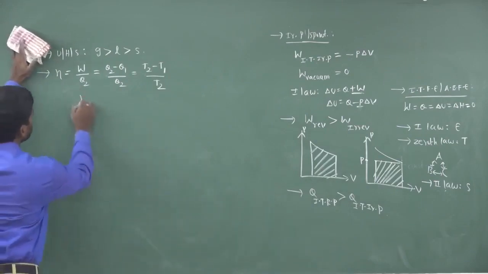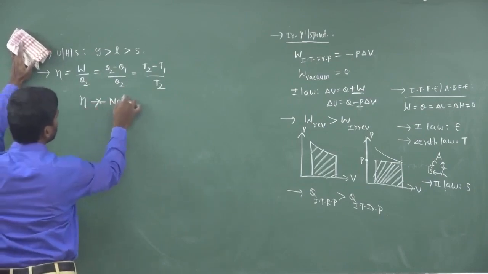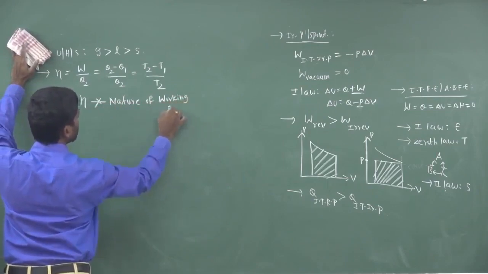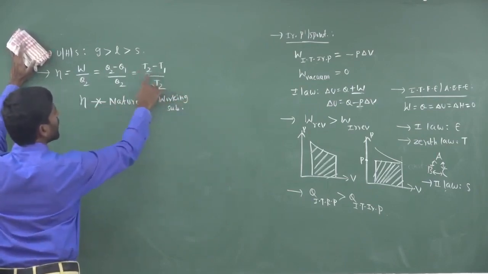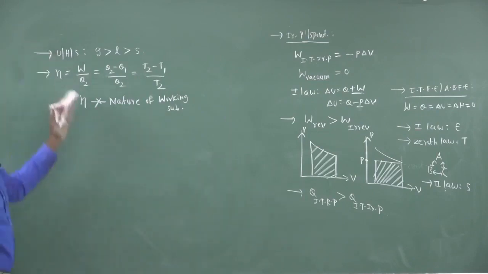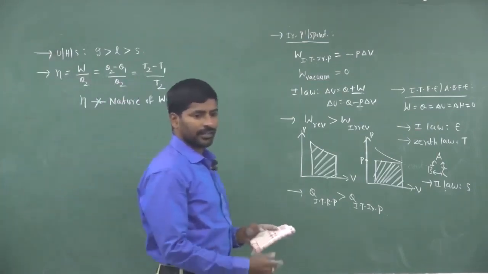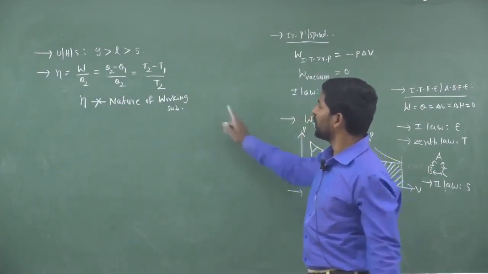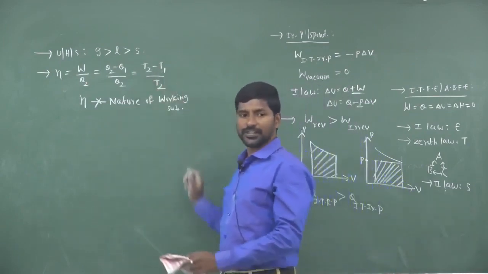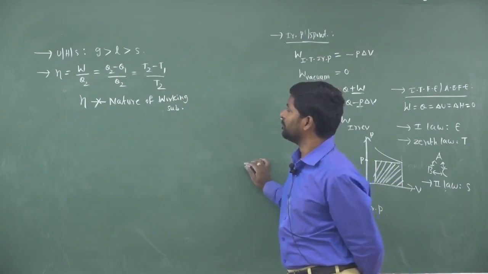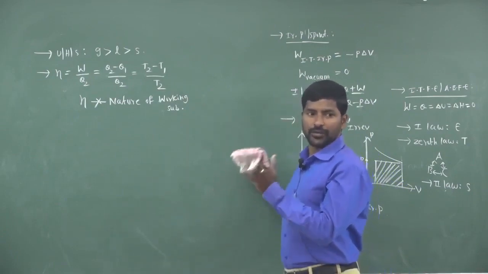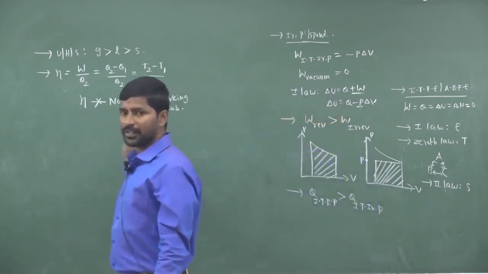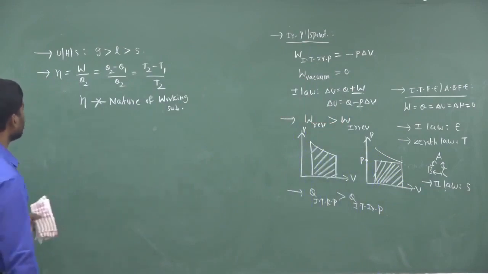Next, does efficiency depend on the nature of the working substance or not? It does not depend on the nature of the working substance. It depends only on the temperatures at which it is working. That is called the Carnot theorem. It is independent of the nature of the working substance, but depends only on temperatures where it is working. The working substance is what we use to convert heat energy to work energy. To convert heat energy to work energy, some substance's help is required. That is called the working substance.